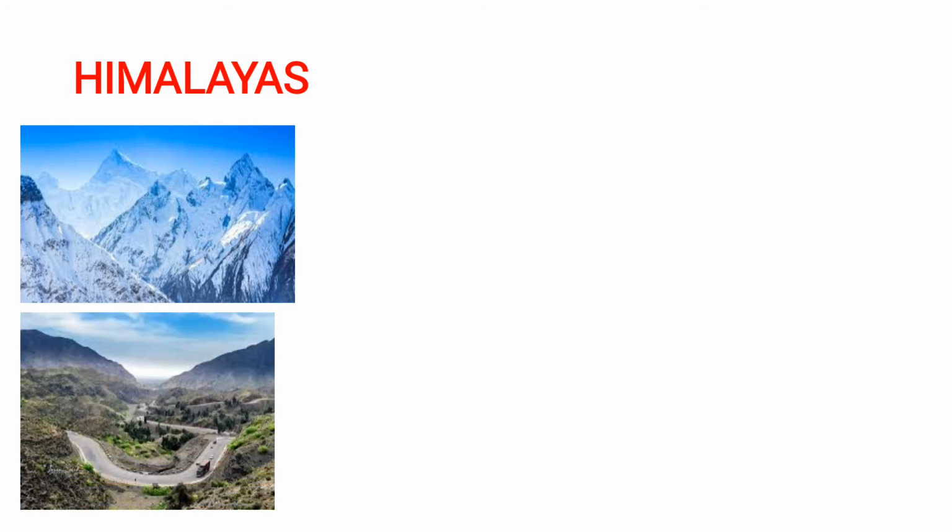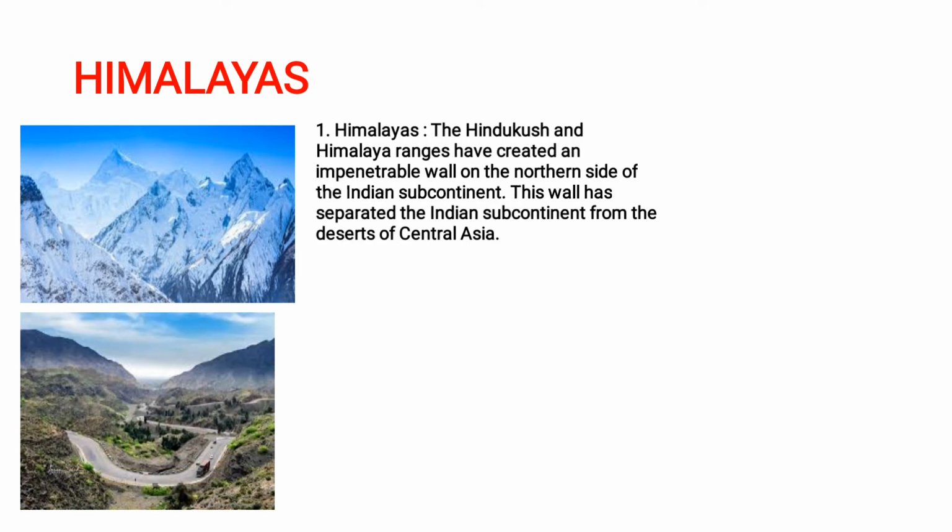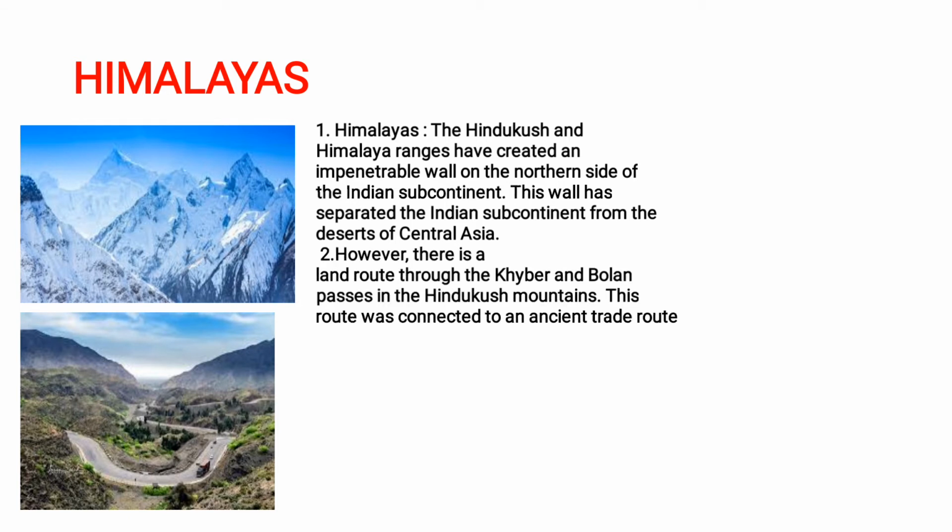This is the Himalaya mountain, which is covered with snow. The Hindu Kush and Himalaya ranges have created an impenetrable wall on the north side of the Indian subcontinent. This wall has separated the Indian subcontinent from the deserts of central Asia. However, there is a land route through the Khyber and Bolan passes in the Hindu Kush mountains. This route was connected to an ancient trade route.